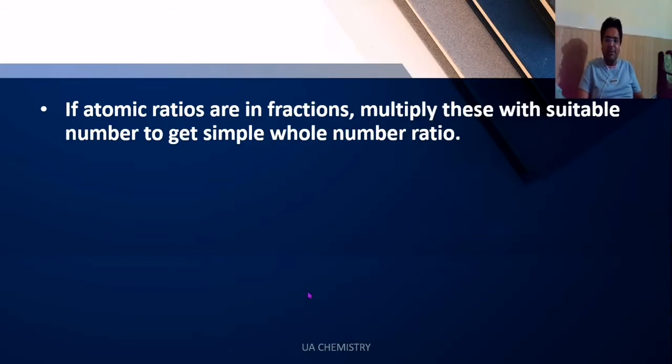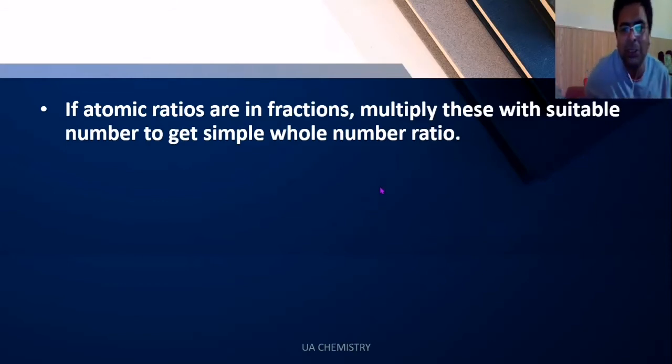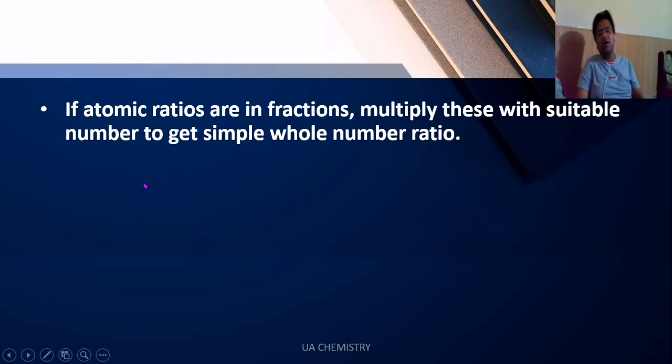The last step: if the atomic ratio is in whole number, that will be its empirical formula. But if it is in fraction, then multiply the atomic ratio with a suitable integer to convert it into whole number. We will see in an example how to get the empirical formula. So the total steps of empirical formula are 4.